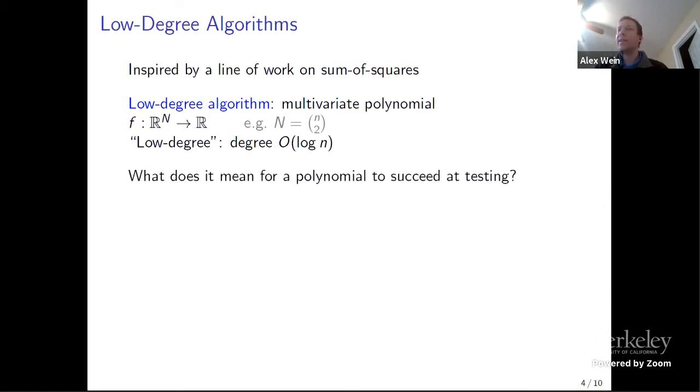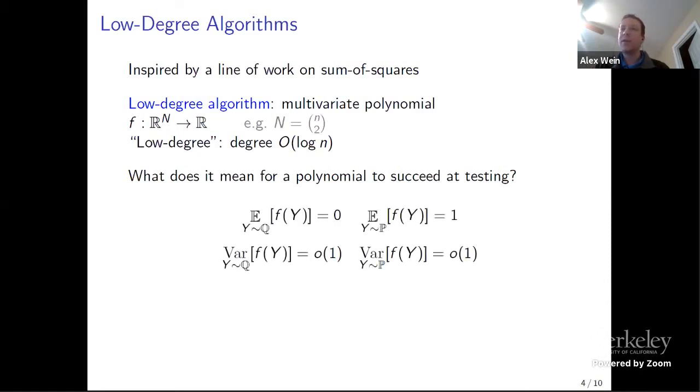Okay, and so what exactly does it mean for such an algorithm to succeed at a testing problem? Well, here's one definition to have in mind. Under the null distribution, your polynomial has expectation zero. Under the planted distribution, it has expectation one. Nothing's special about zero and one, just that they're separated by a constant. And then in either case, the variance is little o of one, right? So if these conditions hold, then clearly I can distinguish the two distributions just by thresholding this polynomial, by Chebyshev's inequality.